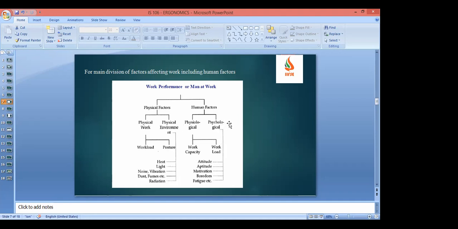If you see the human factors, which are physiological and psychological, in physiological, there is work capacity and workload. Work capacity means his capacity, how much he is able to do, all we discussed. And workload we have seen. Then psychological, you see attitude and aptitude, motivation, freedom, and fatigue.